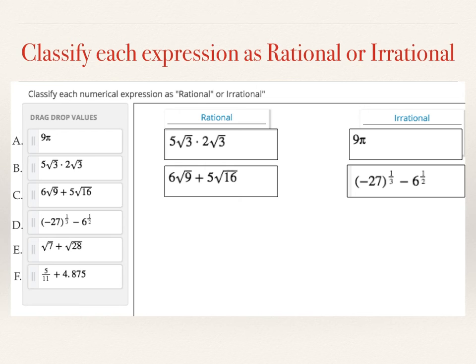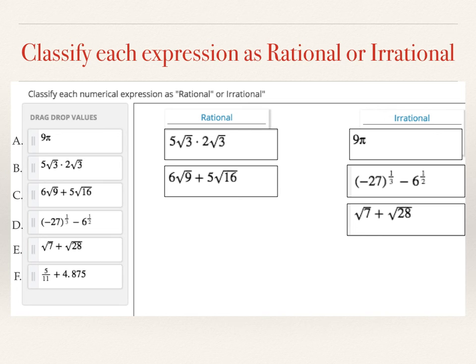The square root of 28 can be rewritten as the square root of 4 times 7. I could simplify this whole expression to 1 root 7 plus 2 root 7, or 3 square root of 7. That is still an irrational number. The last example, 5/11ths, is a fraction. 4.875 is a rational number because it's a terminating decimal.